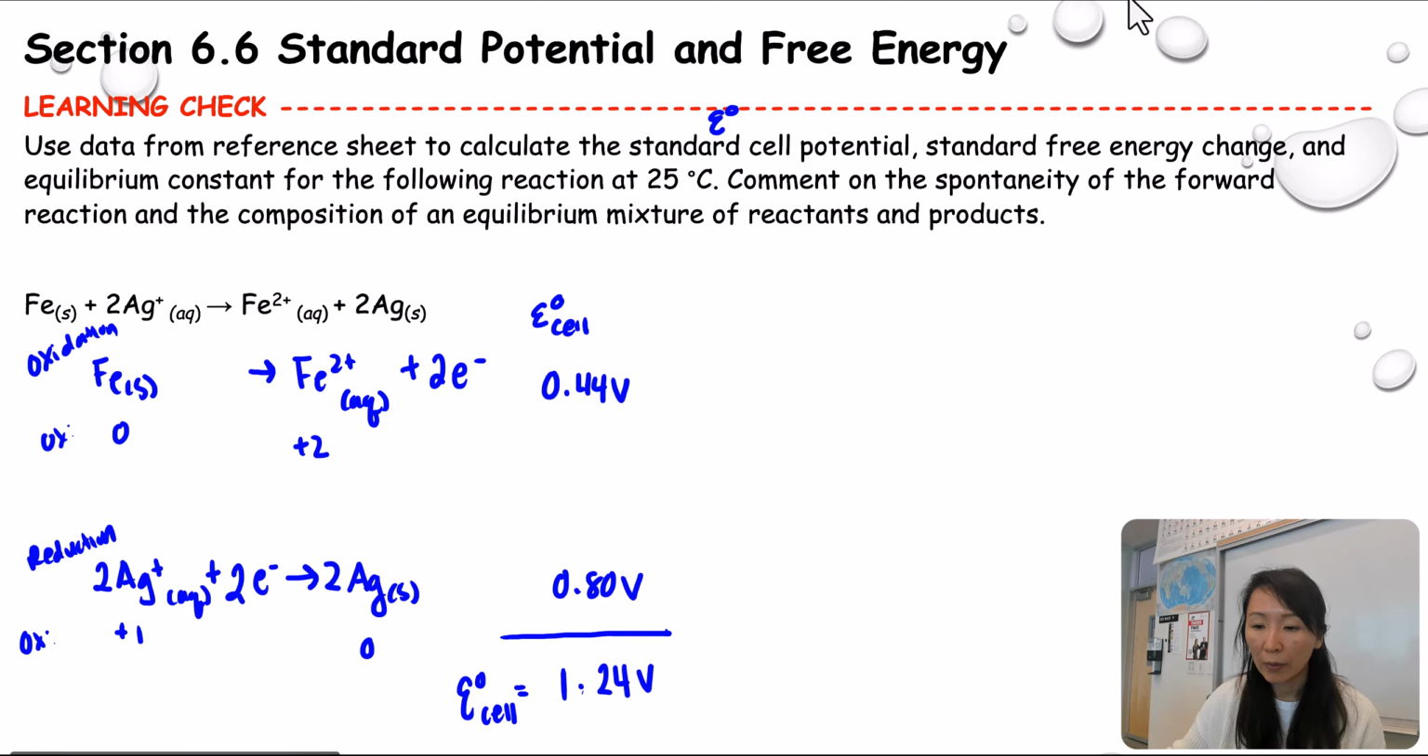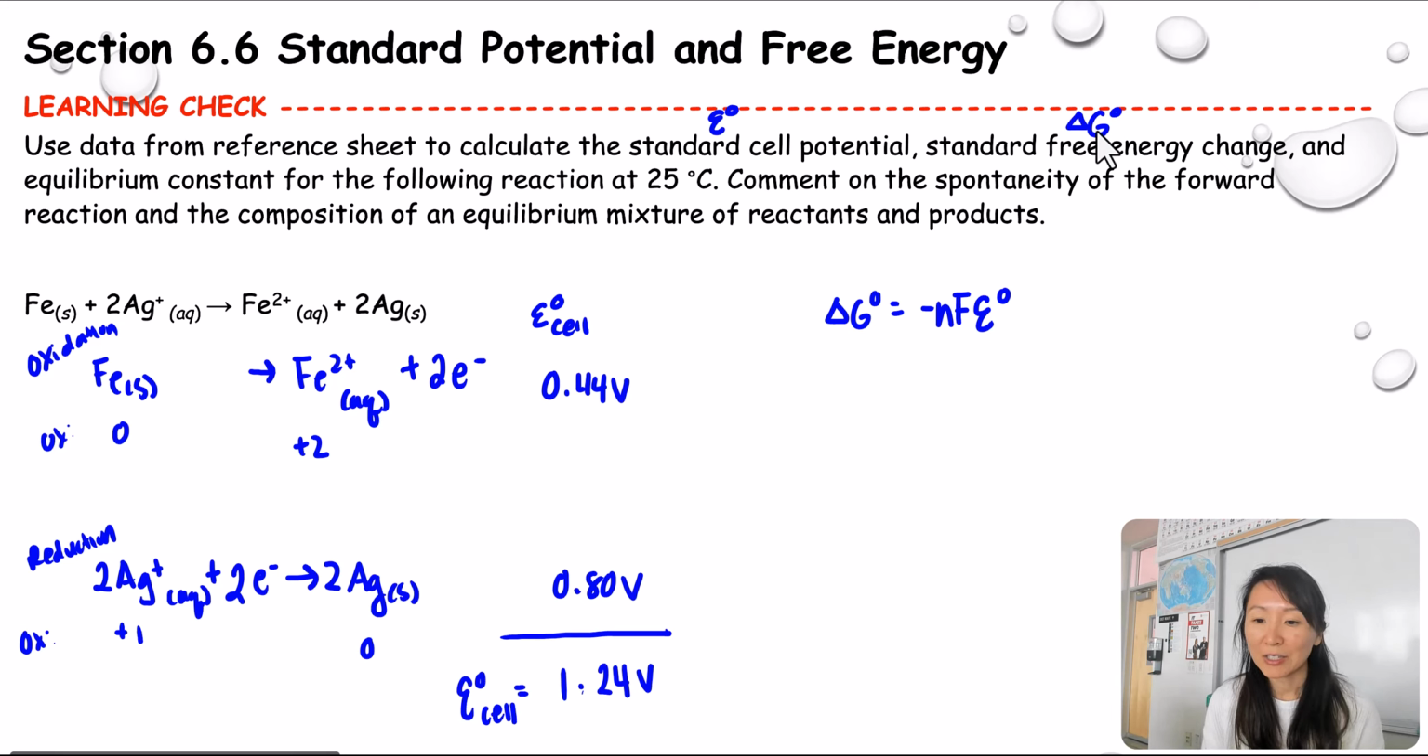Second one, now I want to know the standard free energy change. Standard free energy change is asking for delta G naught. The equation for delta G naught under standard conditions is delta G naught equals negative n F E naught. N represents the number of electrons being transferred, F represents the Faraday's constant, and E represents the cell potential.